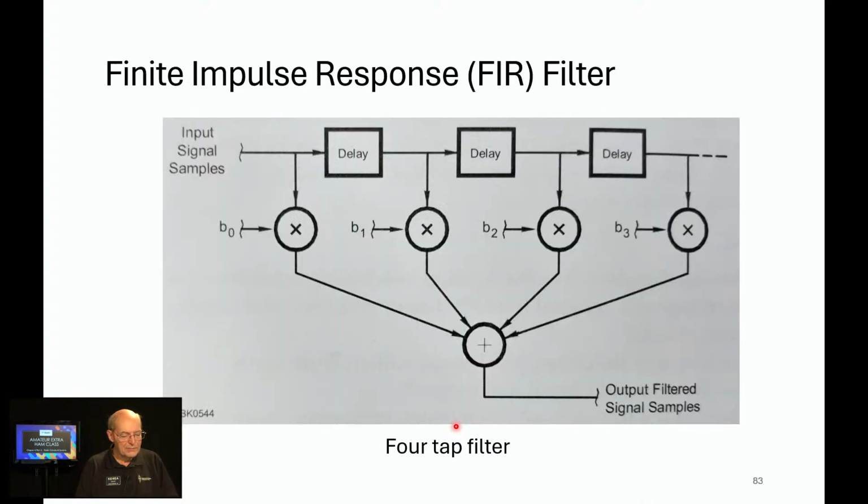I'm going to get into a little bit more detail here. Here's the finite impulse response filter. We see delay, delay, delay. This is a 4-tap filter. How come it's 4 taps? I only see 3. Well, 1 is the input signal itself.